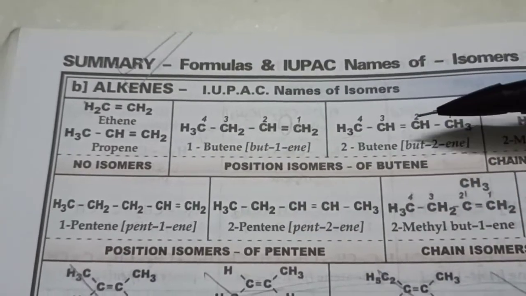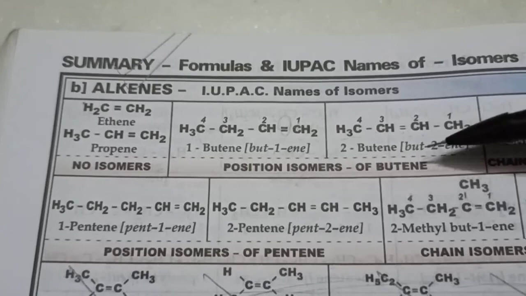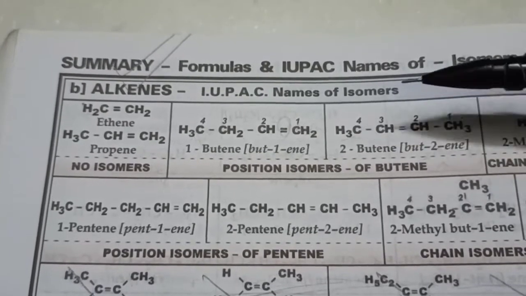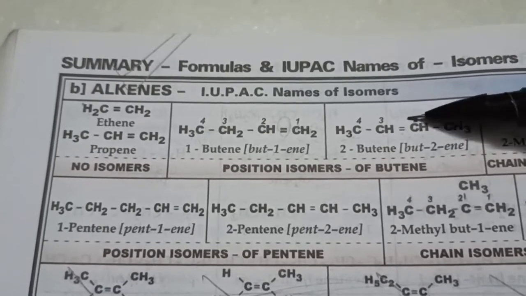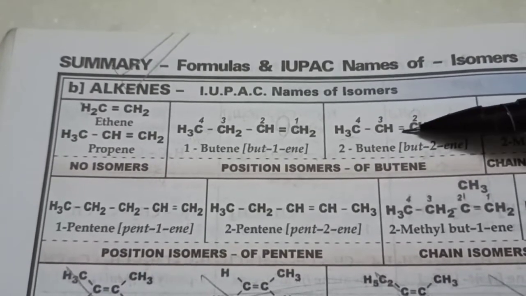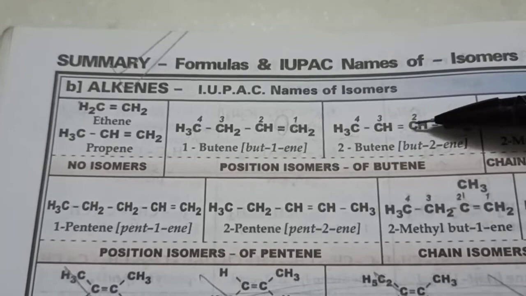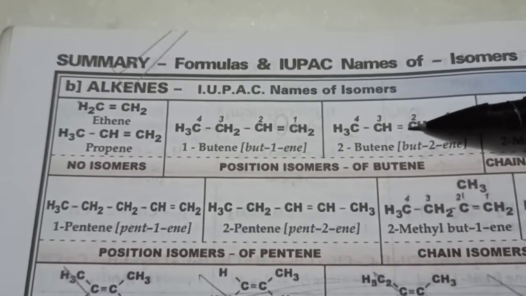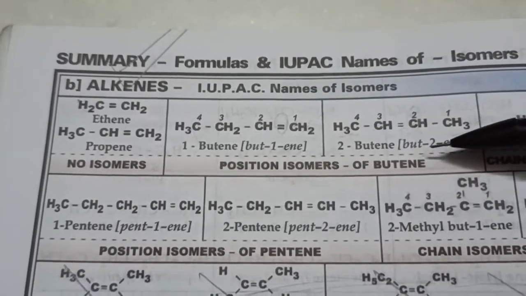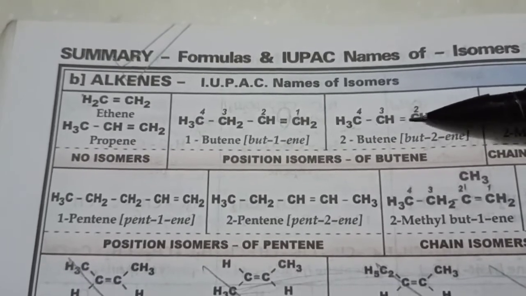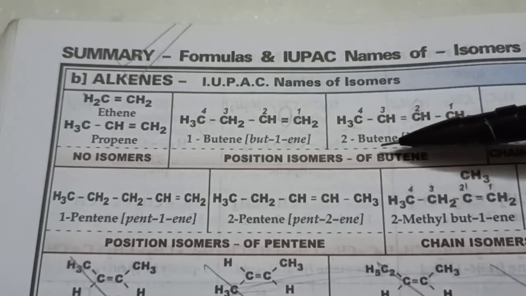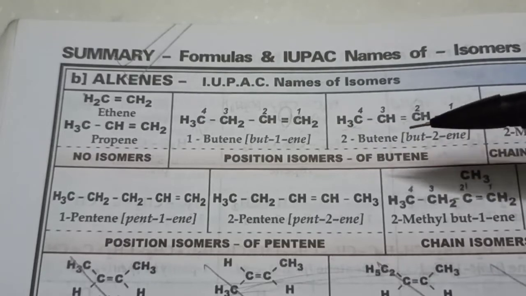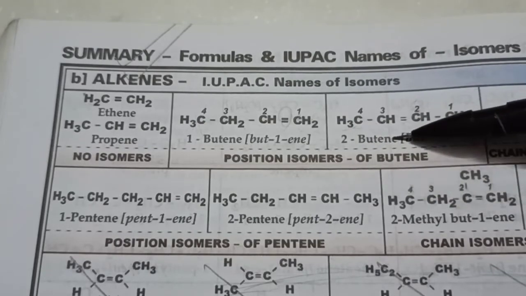But here, the naming is different. Let's start from RHS. 1, 2, 3, 4. We could have started from LHS also, 1, 2, 3, 4, because either way, the second carbon atom would be having a double bond, which is what we want. The double bond carbon atom should have as low a number as possible. So 1, 2, 3, 4. Where is the double bond? At number 2. Don't write number 3. We want a lower number. So 2-butene. So in exam, perhaps they would give you 2-butene and ask you to draw it.